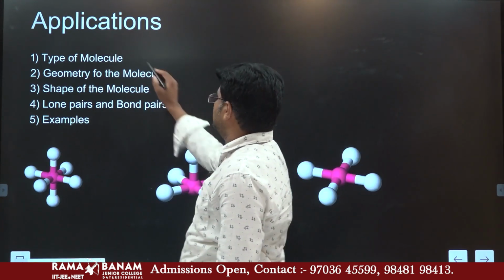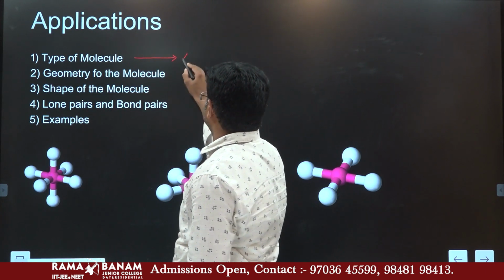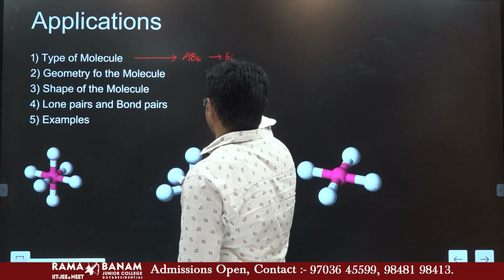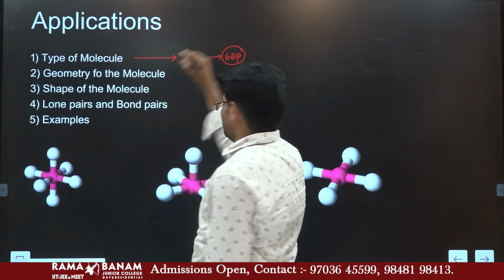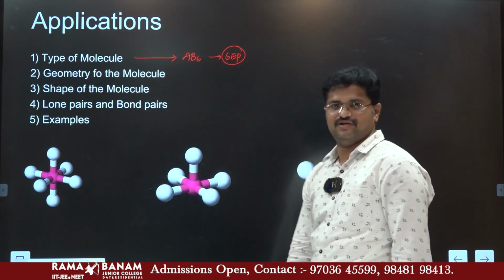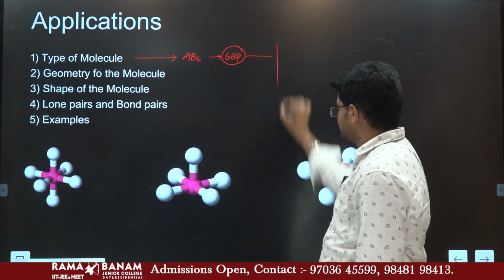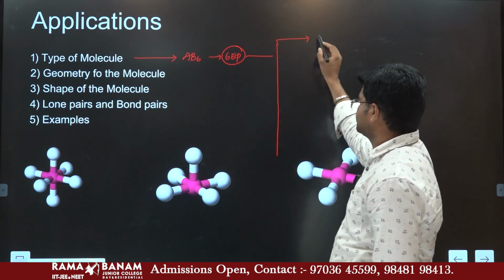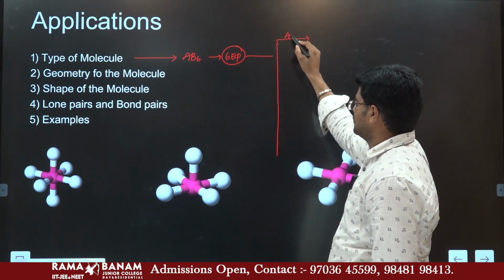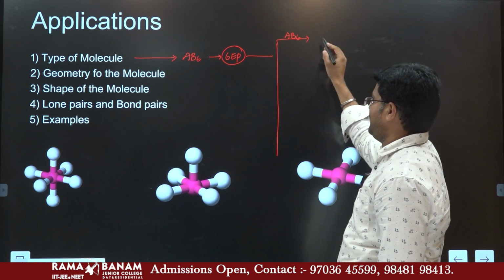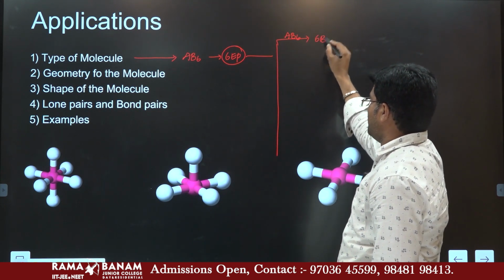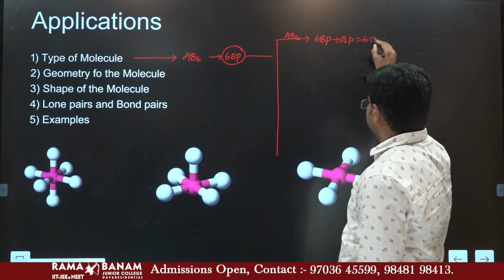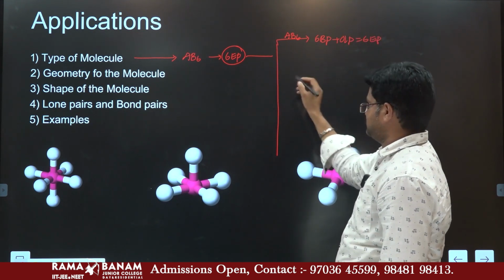Next type of molecule is AB6. Here there are 6 electron pairs. Cases. Case number 1, AB6, all are bond pairs, 6 bond pairs plus 0 lone pairs, 6 electron pairs. This is the first case.